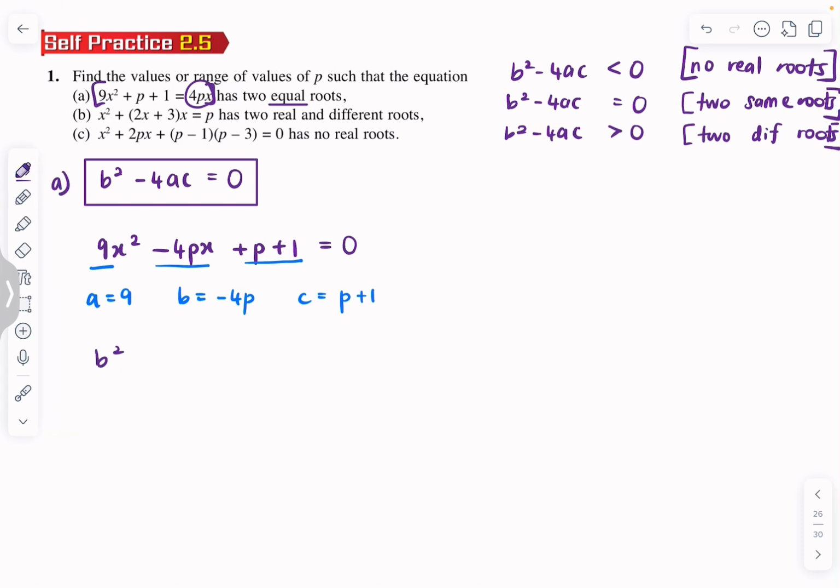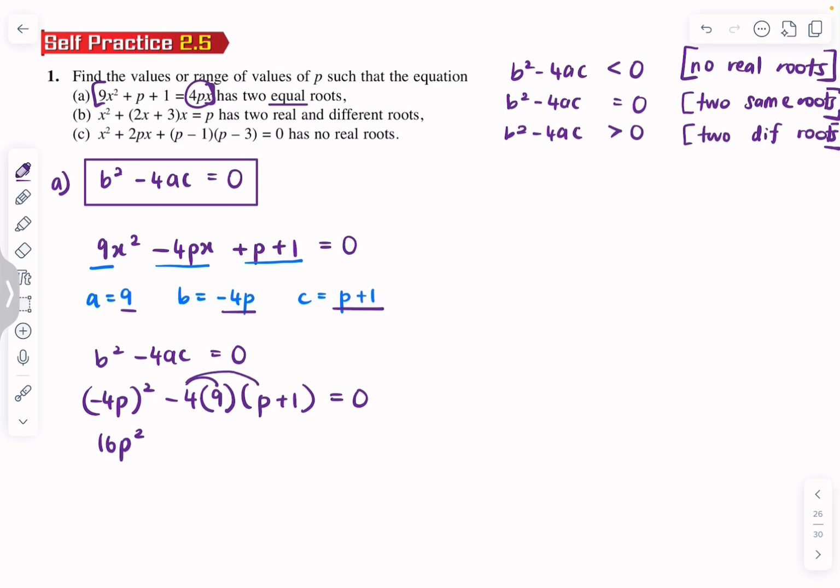So we know b square minus 4ac equals to 0. So this is b square minus 4ac equal to 0. We expand: 16p square minus 36p minus 36 equals to 0.